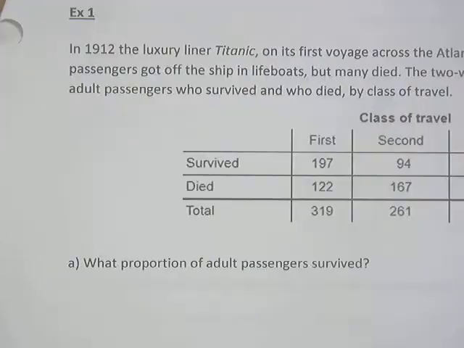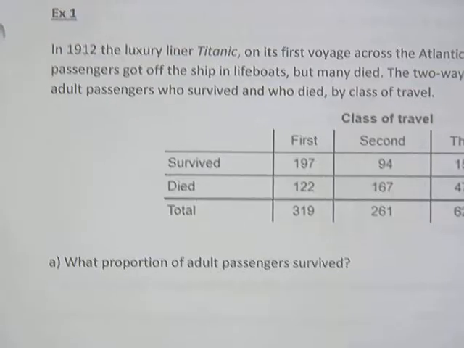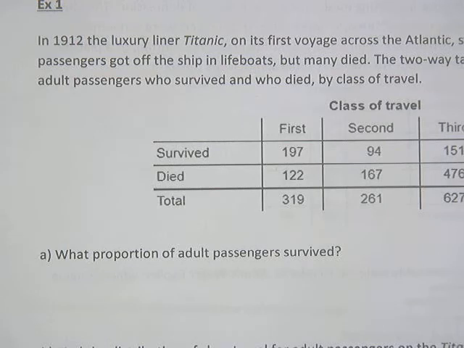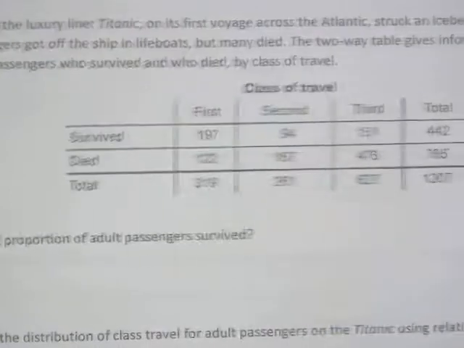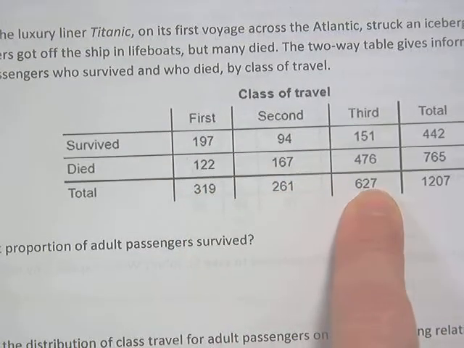So we're going to move away from that example about snowmobiles, and we're going to talk about this. It's a little bit more morbid. In 1912, the Titanic, on its first voyage across the Atlantic, struck an iceberg and sank. Some passengers got off the ship, but many died. The two-way table gives information about the adult passengers, so everyone here represented as an adult, who survived and who died, and whether they traveled first class, second class, or third class.